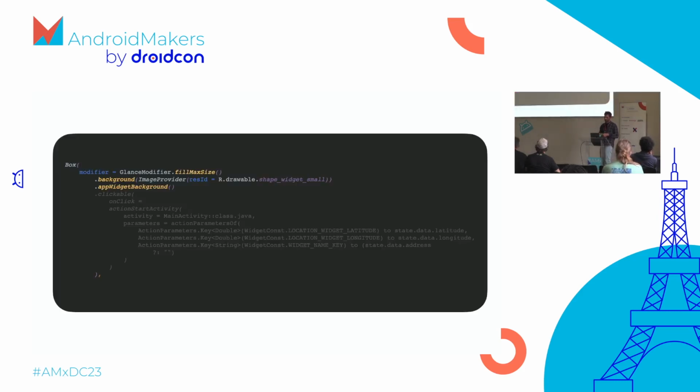To use that, we have here the Glance modifier, and on the root, as you can see with the app widget background, I'm just calling clickable, and on the click action, I will call action start activity. I need to put the name of the activity, so there is MainActivity.class, and then parameters, which are the actions parameters. This is the function that Glance has in the library, and I'm putting the actions parameter keys for my latitude, longitude, and the widget name, which is my address.